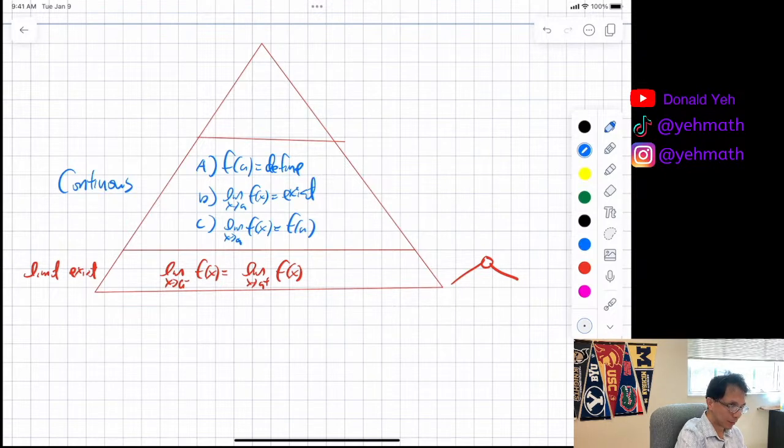Now, what's the last one? The last one is what we do today. It's called differentiable.